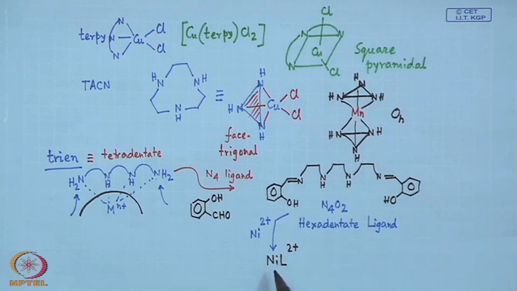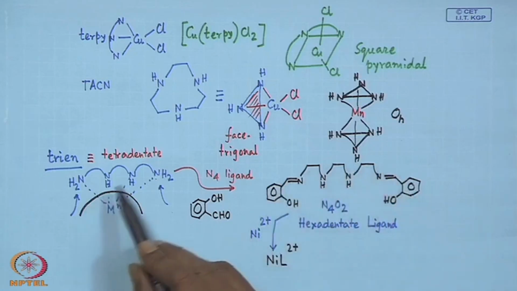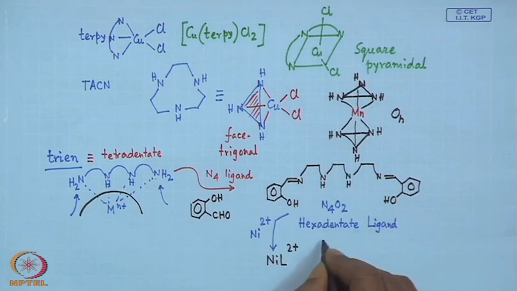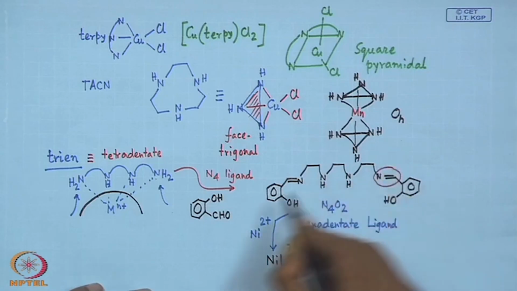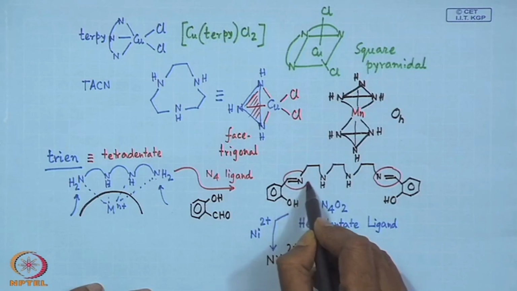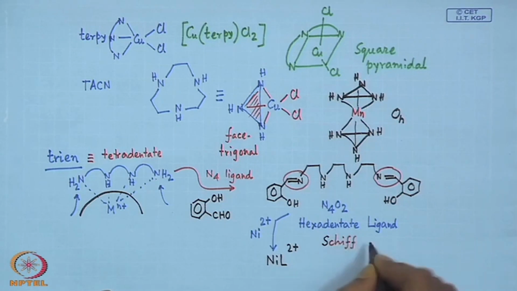So, an octahedral nickel compound can be obtained from a simple condensation product of triene and salicylaldehyde, and this particular ligand has a corresponding imine backbone. So, at the two ends, this particular end and this particular end, we have the imine backbone. So, these ligands are also known as the corresponding Schiff bases or the Schiff base ligand.